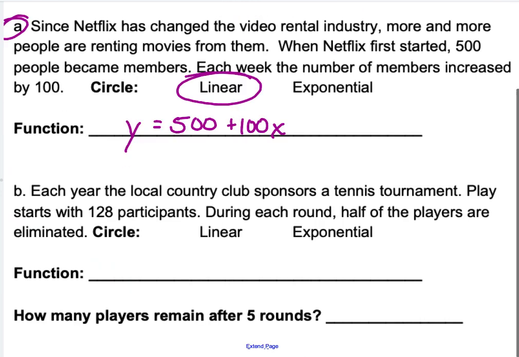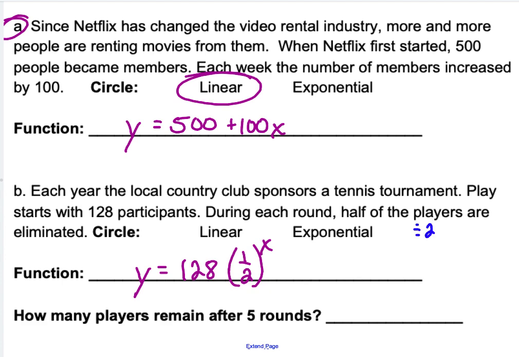Next one. Each year, the local country club sponsors a tennis tournament. Play starts with 128 participants. During each round, half of the players are eliminated. So here's what my function is going to look like. I had 128, but each time I'm going to multiply it times 1/2 to see how many are left. So times 1/2 to the x power. So for every round, it's going to be another 1/2 that's being multiplied as I work my way down. So you can think of it as dividing by 2, or multiplying times 1/2 each time, which makes it an exponential function.